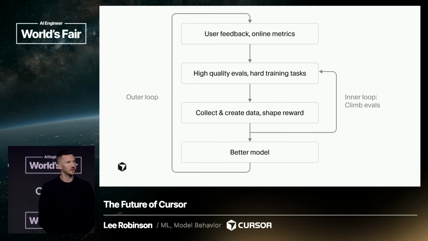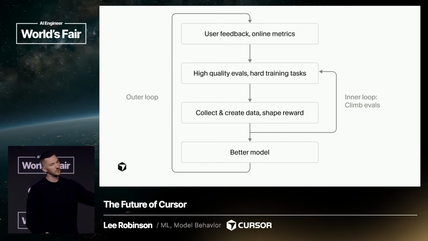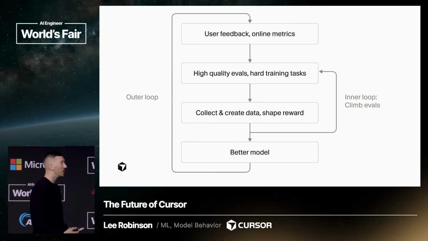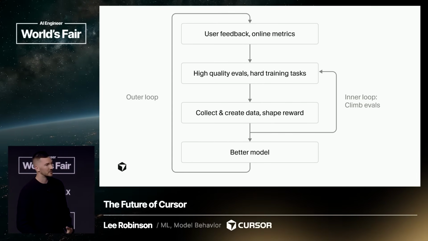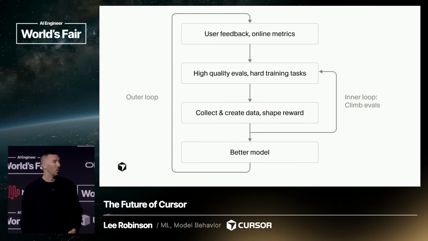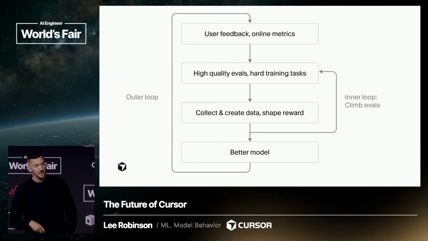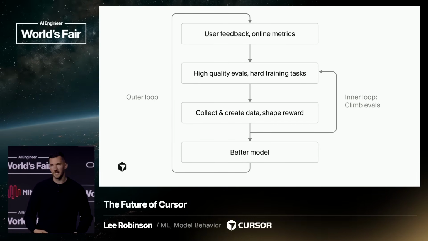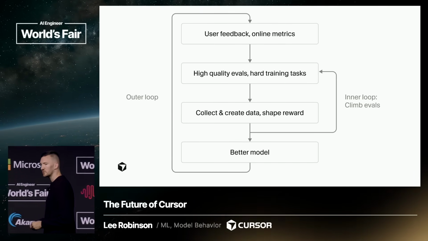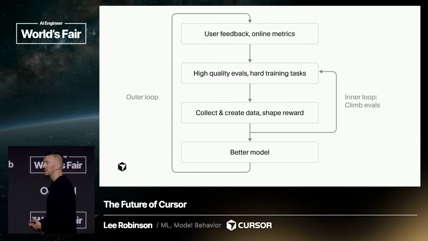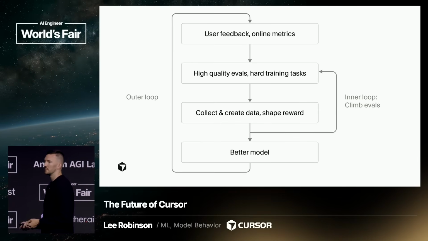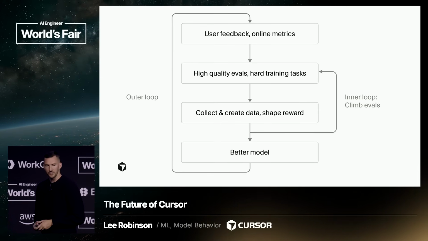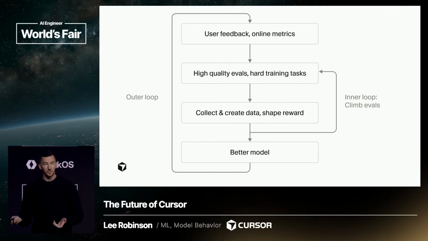and add some more color here. There's actually two loops, the outer loop and the inner loop. On the outer loop, we have the feedback coming in, but we also have data like online metrics, so running A/B tests and seeing what users prefer in a different checkpoint of a model. That's going to then flow into hopefully making better high-quality evals that help ensure we're getting the right behaviors we want out of the model, and also being able to create much more difficult problems for the models to try to solve, where we can then shape the rewards that we want to get during training. So we want to climb that inner loop as well.